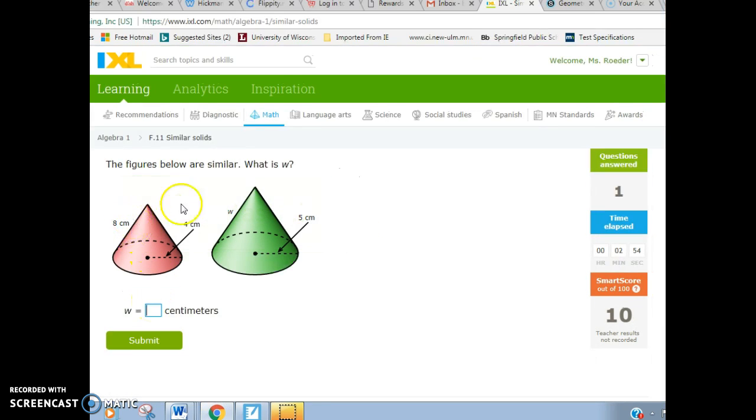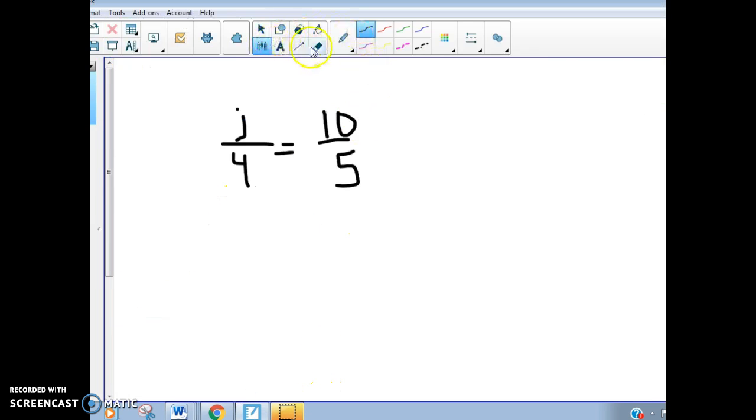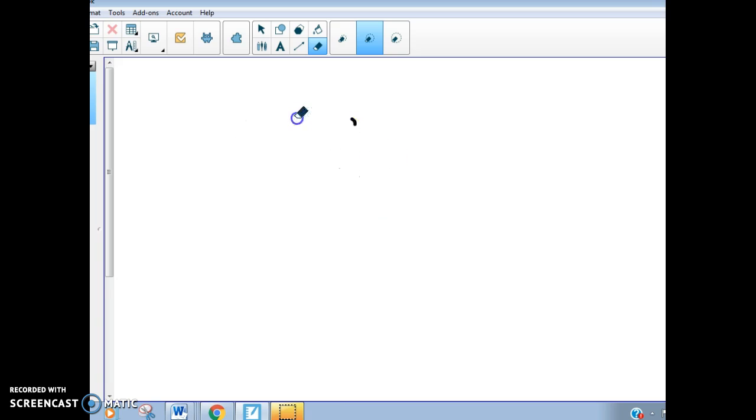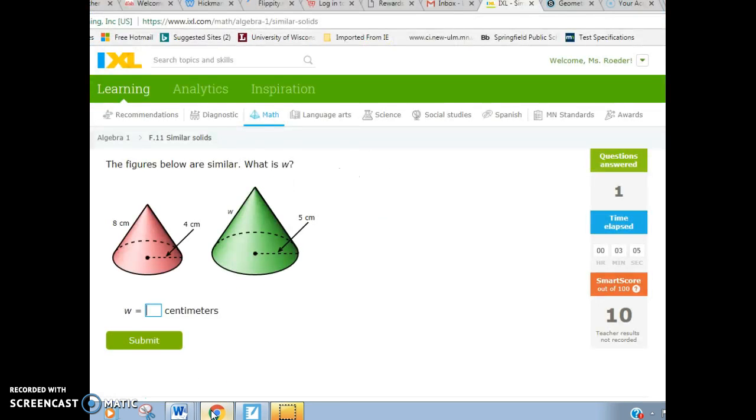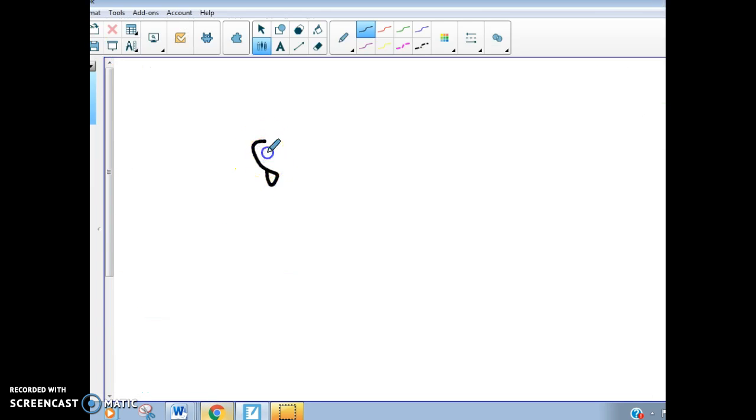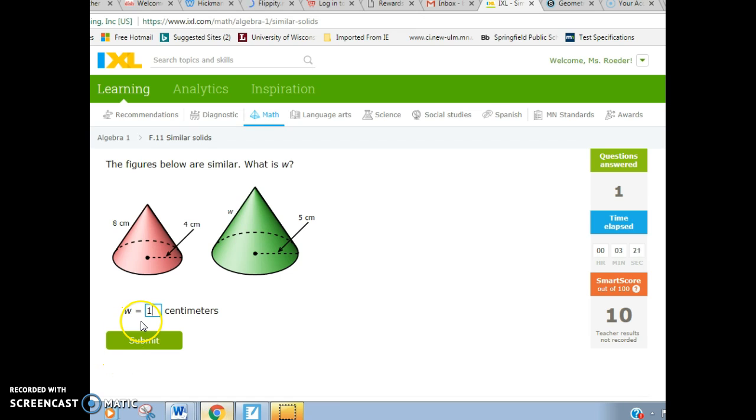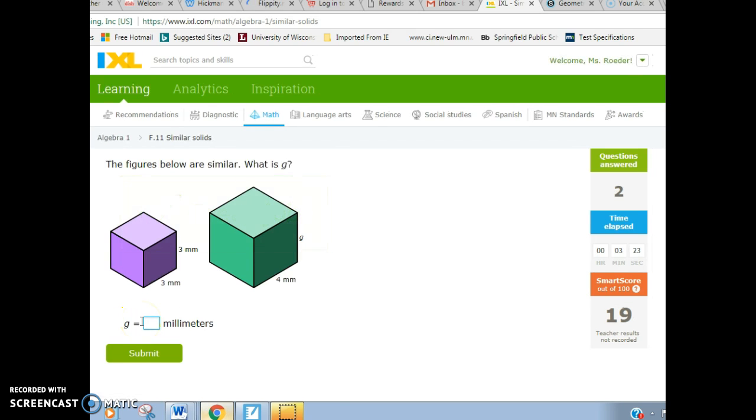So if I do another one here, 8 and W match, 4 and 5 match. So let me erase. I forgot it already. 8 and W, 4 and 5, so you just do 8 and W, 4 and 5. Again, we're not squaring or cubing any of this, you're just setting it up and solving. So 8 times 5 is 40, W times 4 is 4W, so 40 divided by 4 will be 10. So I'd enter 10, and that'd be my answer. That's how they all are.